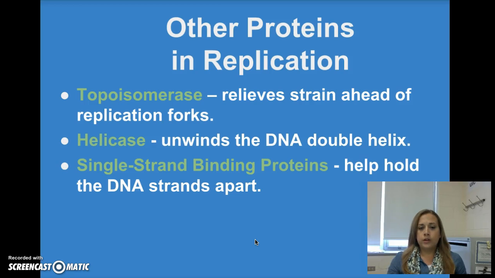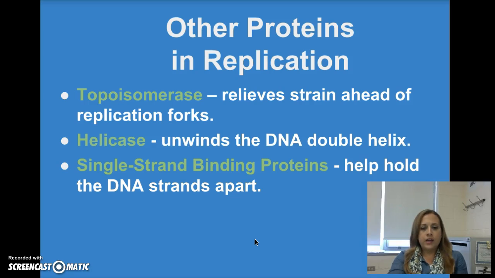A couple other proteins that you should be aware of. One is topoisomerase, and what this does is it relieves strain ahead of the replication forks. One of the things that I think about with this is if you're ever braiding your hair and you pull it really tight, it's going to tighten up as you're pulling on it. That braid is going to get really tight. Well, as you're pulling the DNA strands apart, remember it's in a double helix. So as you do that, you're pulling on that twistedness, and so it's tightening it up. If you tighten it up too much, you're not going to be able to separate it. So this topoisomerase actually relieves the strain of those replication forks pulling the DNA apart.